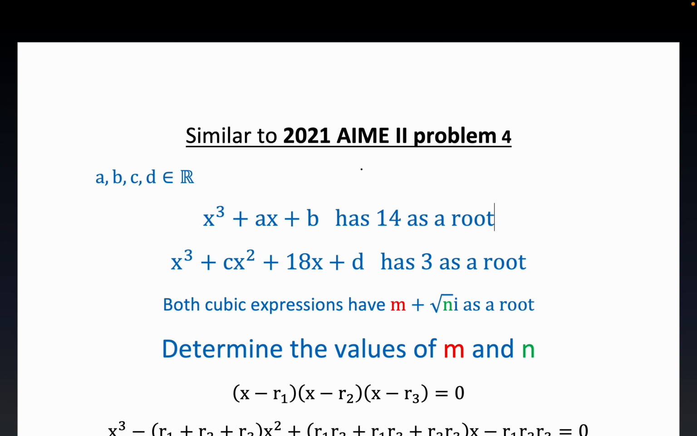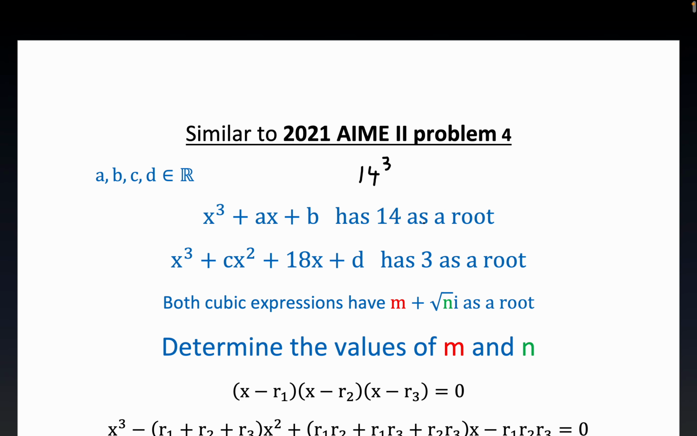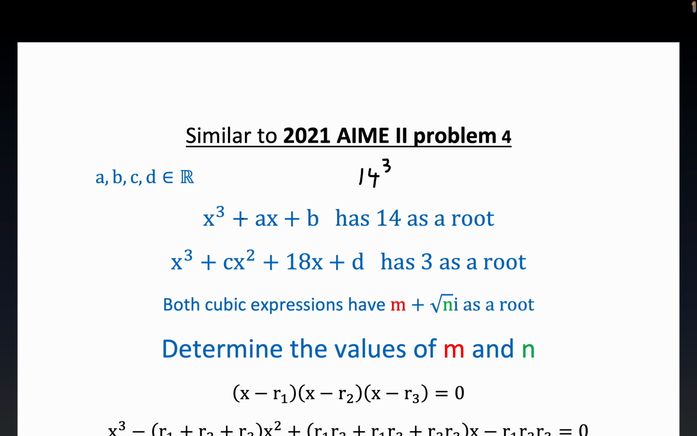Afternoon, everybody. We have an interesting, fun AIME problem back in 2021, and let me just write down, just in case some of you have forgotten, if 14 is a root of this polynomial, that's the very same thing as saying 14 cubed plus a times 14, plus b is equal to 0.